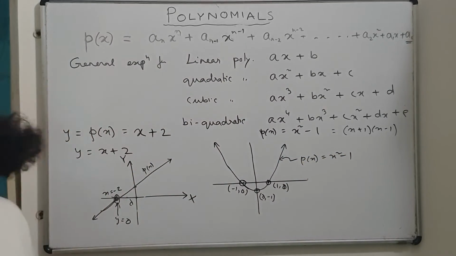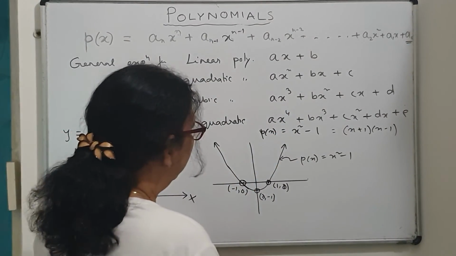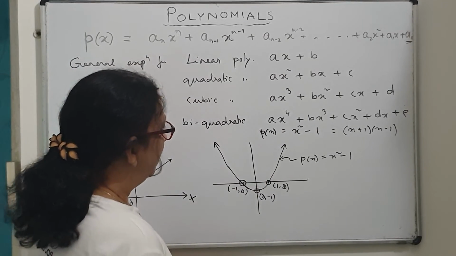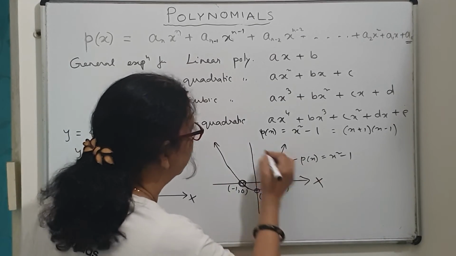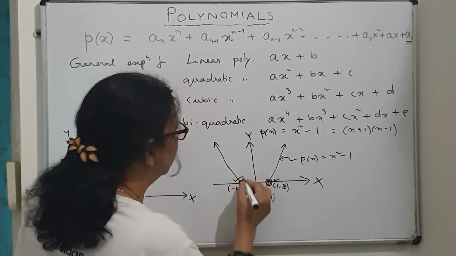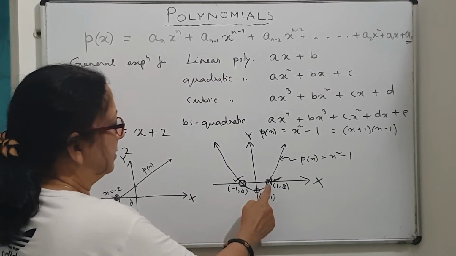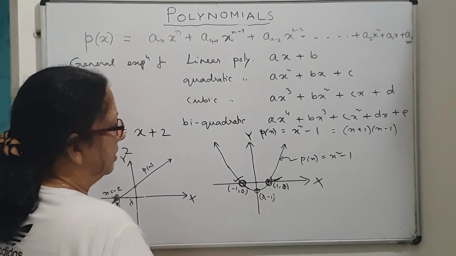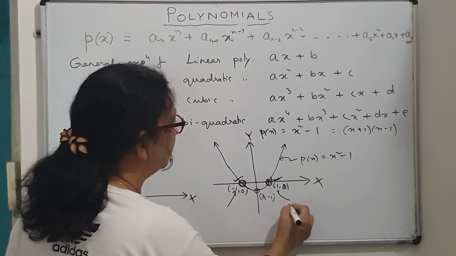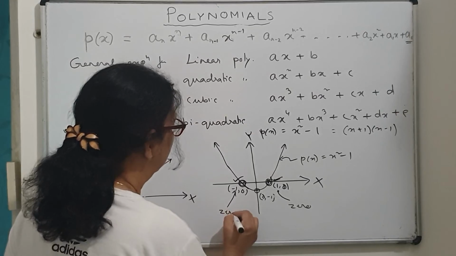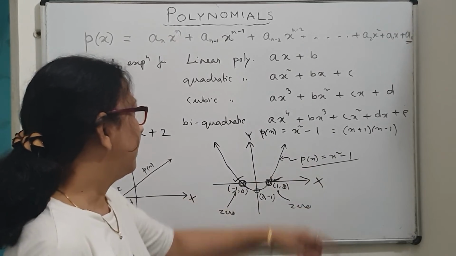Suppose this graph is given to you, then you look, these are the 2 points where the graph cuts the x-axis. So these 2 points will be the zeros of the polynomial. The abscissas of the 2 points are 1 and minus 1. So 1 and minus 1 are the zeros of the polynomial. So 2 zeros.